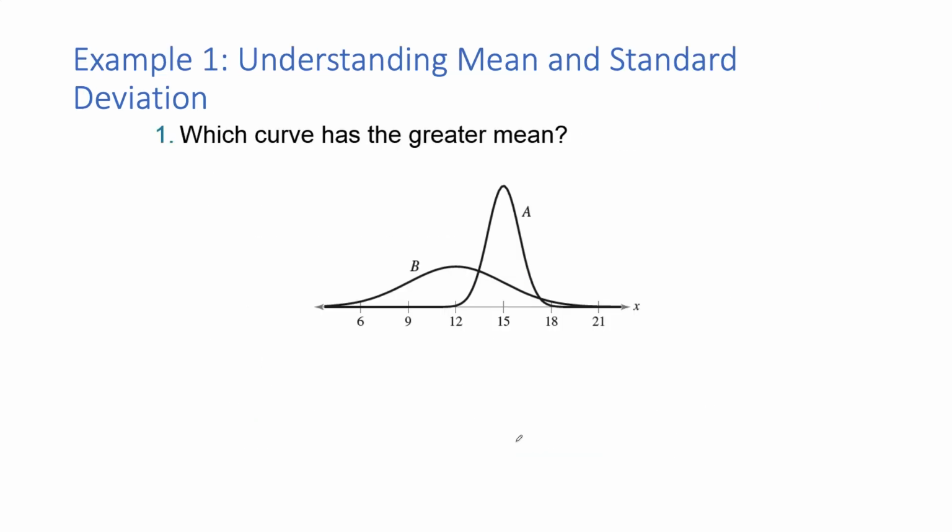Okay, all right. So here's a couple of quick examples just to make sure you understand. You have two distributions, A and B. The question is which of these has the greater mean, okay?